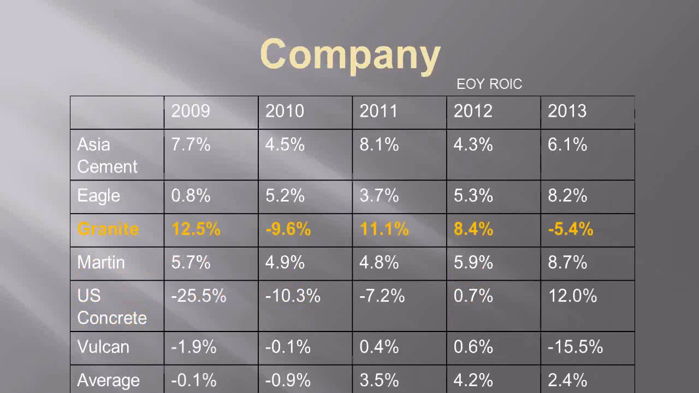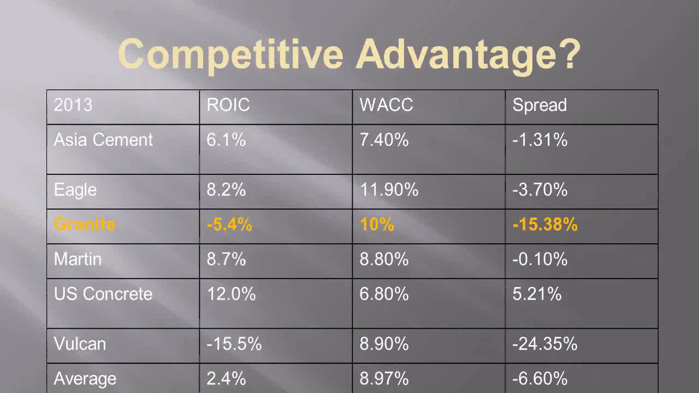And first, we're looking at the end-of-year ROIC here. In the most recent year, 2013, they had a negative ROIC and were performing below the industry average. And for 2 out of the 5 years, they had a negative ROIC, which is particularly not a good sign. And in analyzing competitive advantage, we're going to look at their spread. For 2013, they had a negative 15.38% spread, which means in comparison to their peers, they're the second lowest. So their cost of capital is much higher than what they're earning on their invested capital. And in this regard, Granite does not currently have a competitive advantage over its peers.